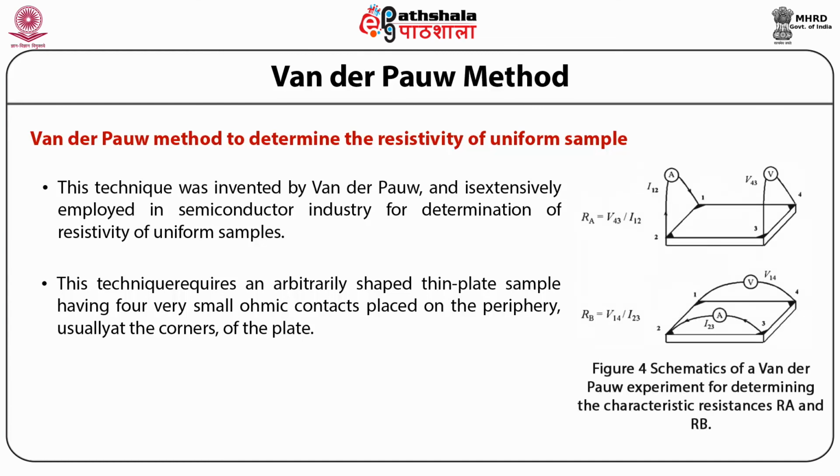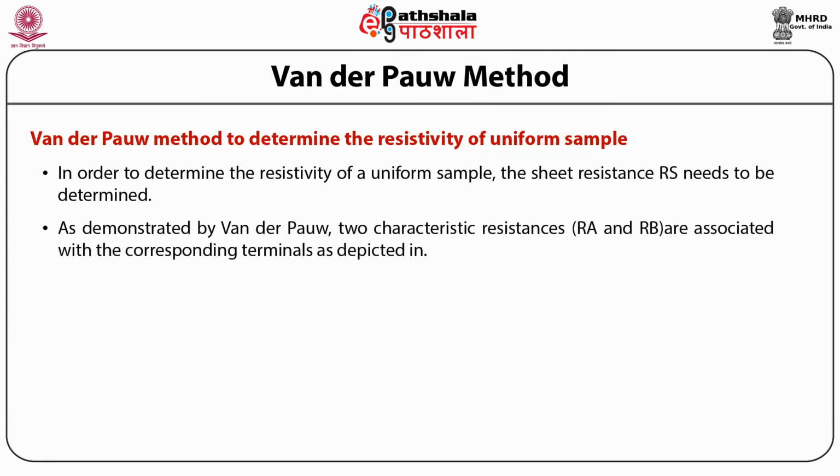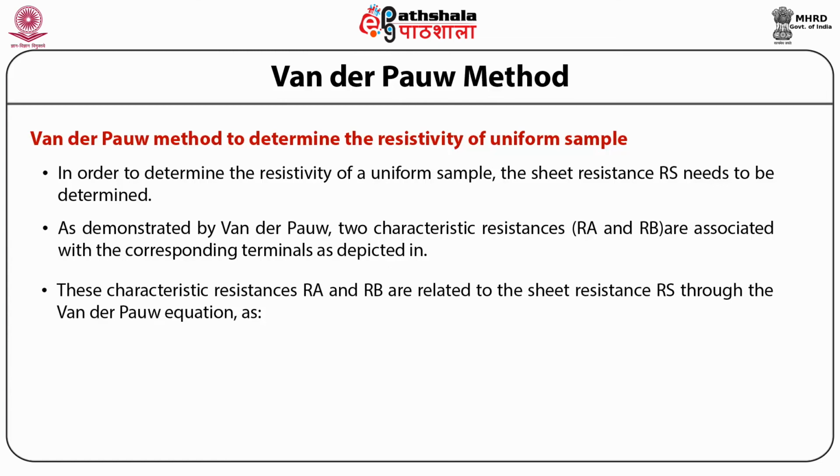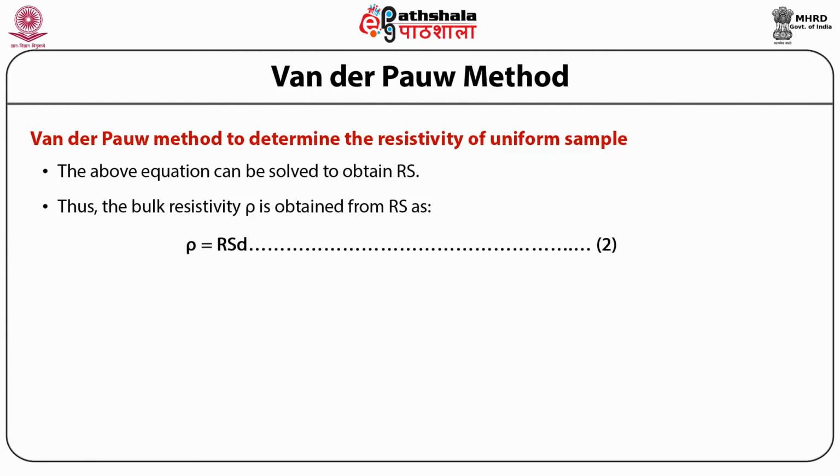So as shown on the screen, the schematic arrangement of a typical Van der Pauw experiment. In order to determine the resistivity of a uniform sample, the sheet resistance Rs needs to be determined. As demonstrated by Van der Pauw, two characteristic resistances Ra and Rb are associated with the corresponding terminals as shown on the screen. These characteristic resistances Ra and Rb are related to the sheet resistance Rs through the Van der Pauw equation: exponential of minus pi Ra divided by Rs plus exponential of minus pi Rb by Rs equals 1. The above equation can be solved to obtain Rs. Thus, the bulk resistivity is obtained from Rs as rho equals Rs into d.